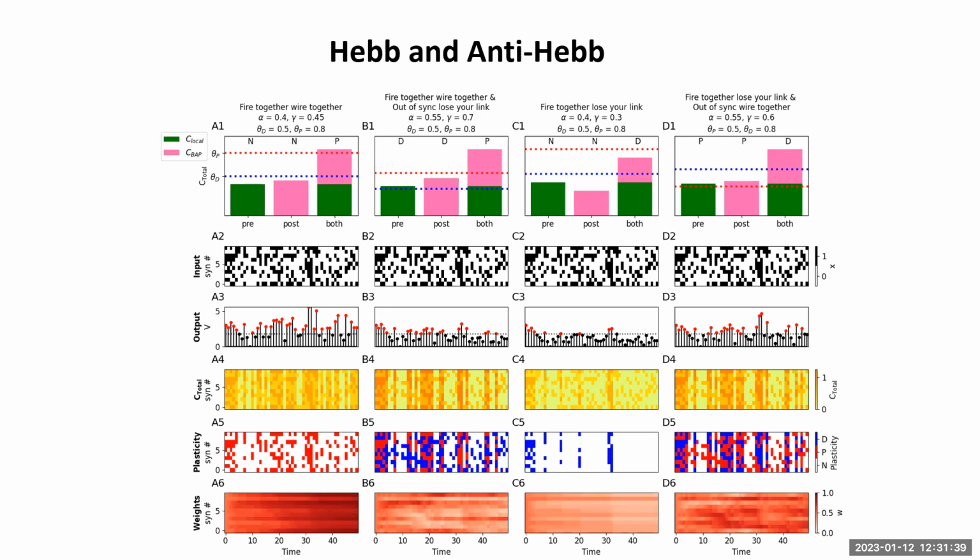This is the reverse case of fire together, wire together, out of sync, lose your link. Again, you have both potentiation and depression, but now they happen at the opposite time. And so again, you have more balanced synaptic weights, more balanced synaptic output. So that's Heb and anti-Heb. Any questions about that?